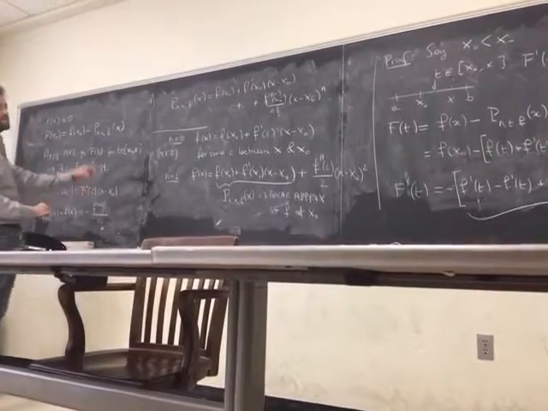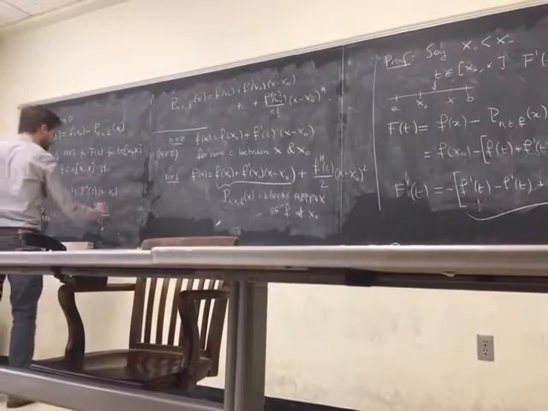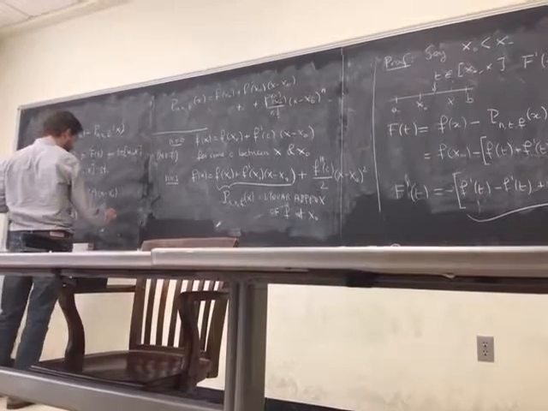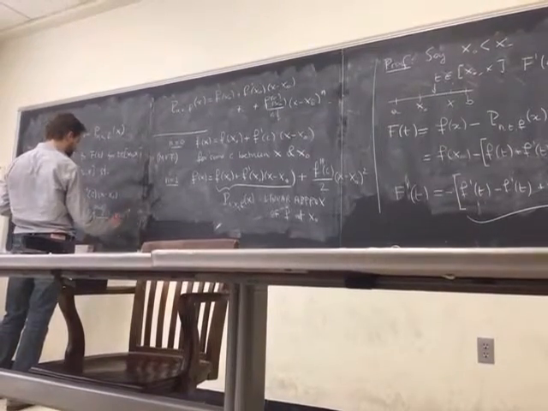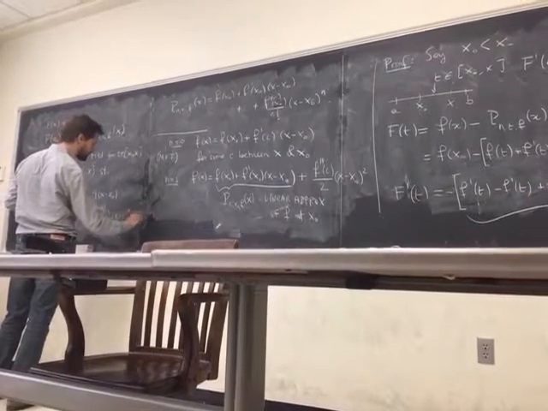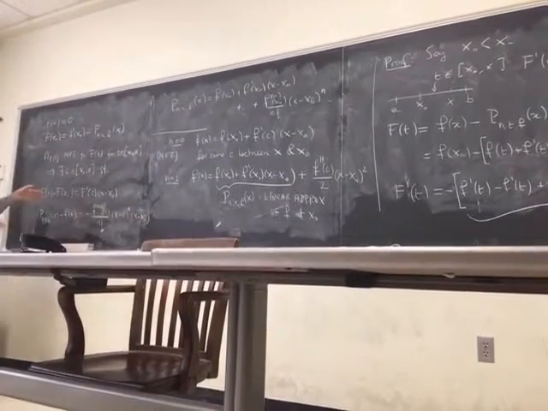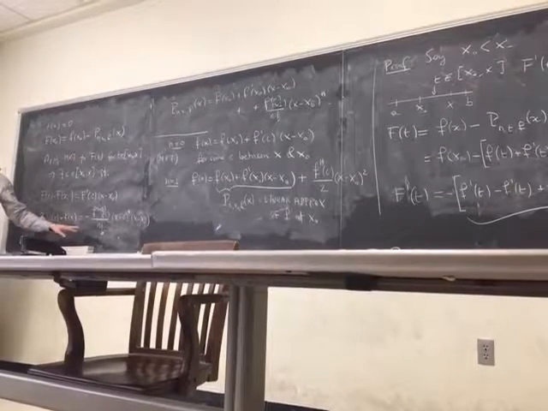And then I get this (x - t)^n, right? And this will be (x - c)^n, and then (x - x₀). So this is almost Taylor's theorem, right? Let me write again for you.